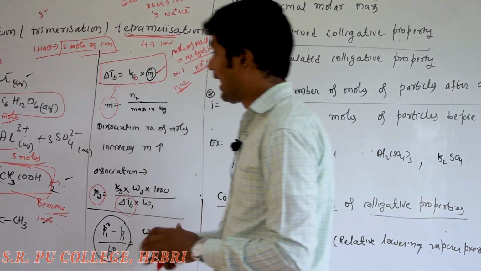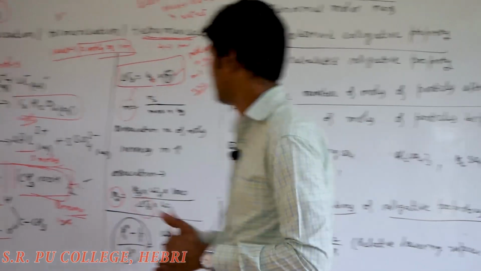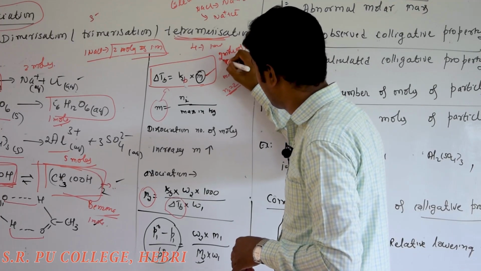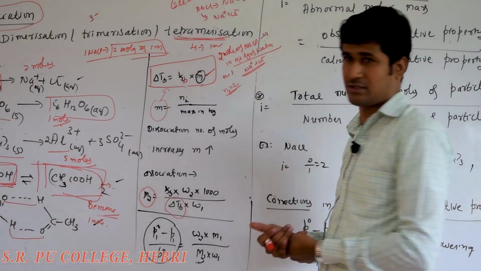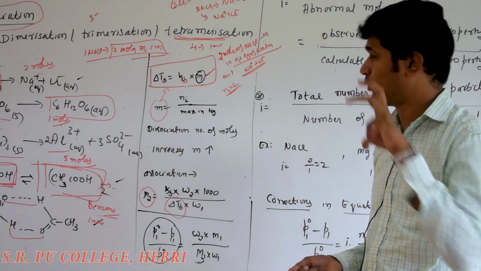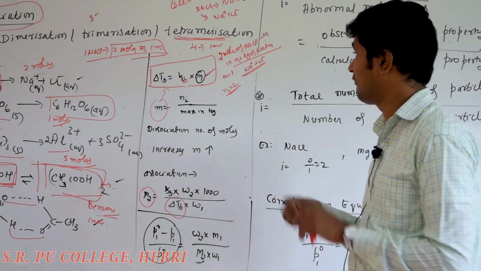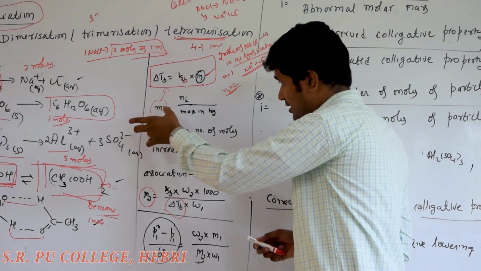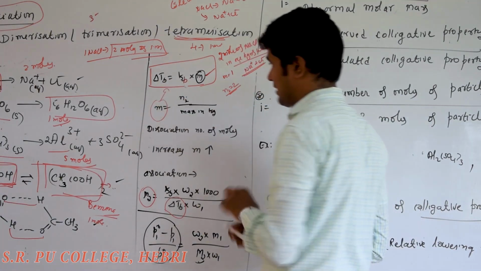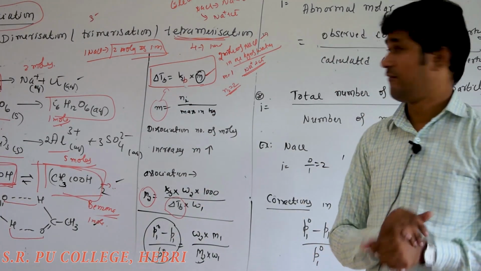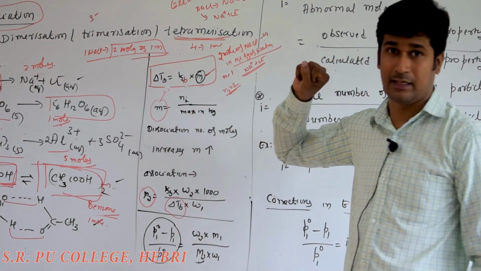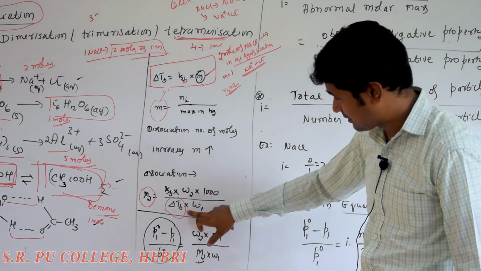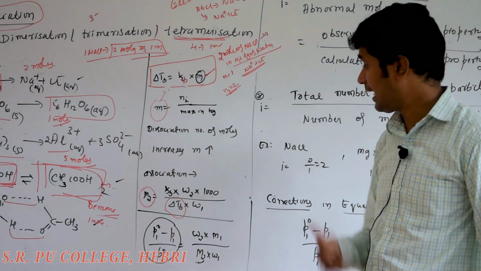Hope you understood. If there is association, what happens? Say if you put 2 moles of any substance, in the calculation also we use 2 moles. But actually due to association, in the solution we have only 1 mole. Now what happens to the molality? Due to association, the number of moles decreases, so molality decreases. When molality decreases, what happens to delta Tb? Delta Tb decreases. As delta Tb decreases, M2 increases, molar mass increases.